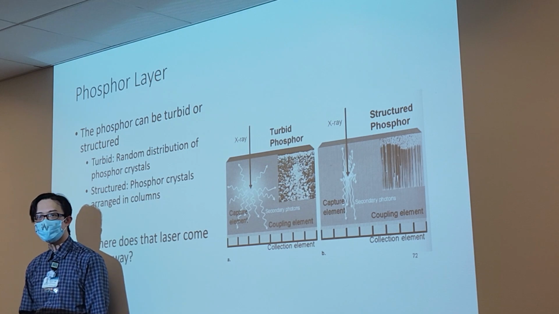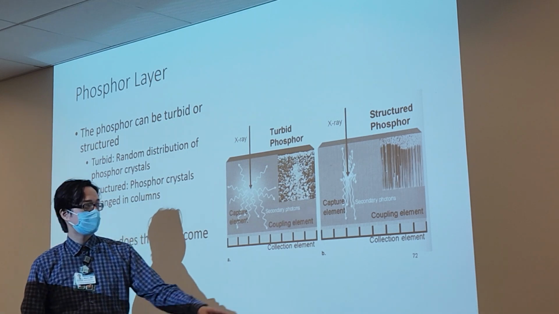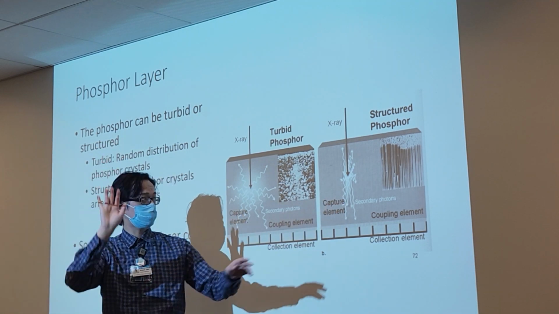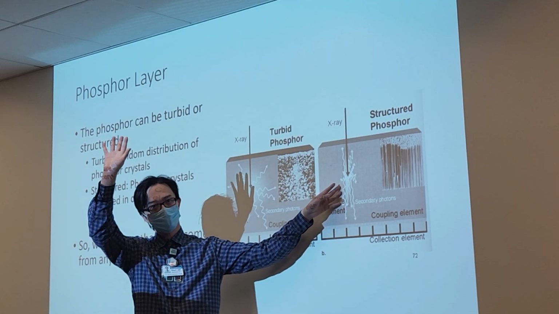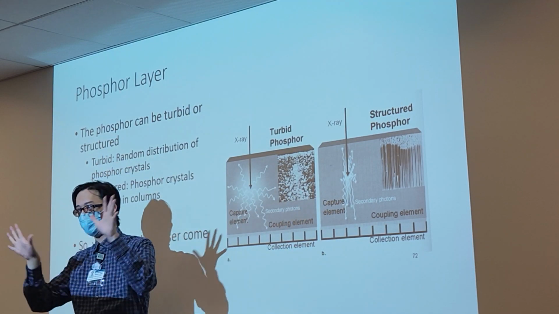You said the light travels where? So in structured, the light travels along the direction of these columns. In turbid, the light travels in all directions.